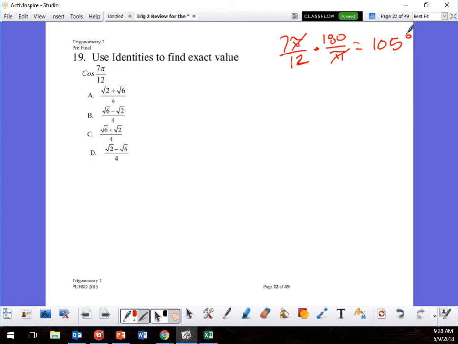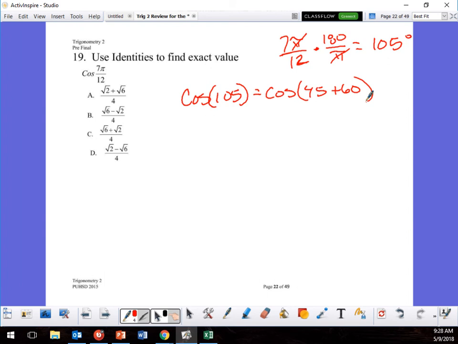I'll let you choose. To get 105, what are you going to do? What two numbers can you put together to get 105? Adding. So what am I adding together to get 105? Just stuff from my unit circle. That's what I need. 45 and, there we go, 45 and 60. So cosine of 105 is equal to cosine of 45 plus 60.